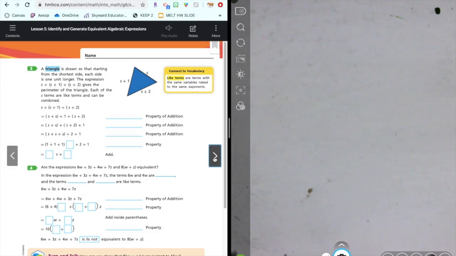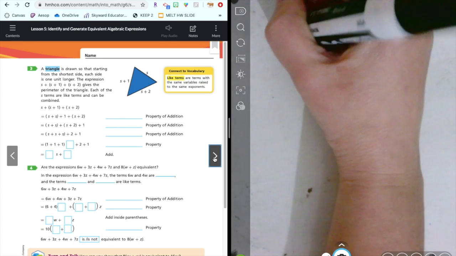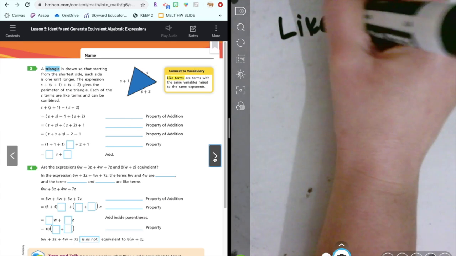All right, this one says a triangle is drawn so that starting from the shortest side, each side is 1 unit longer. The expression s plus 1 plus s plus 2 gives the perimeter of the triangle. Each of the s terms are like terms and can be combined. So let's talk about like terms real fast. Write this down.